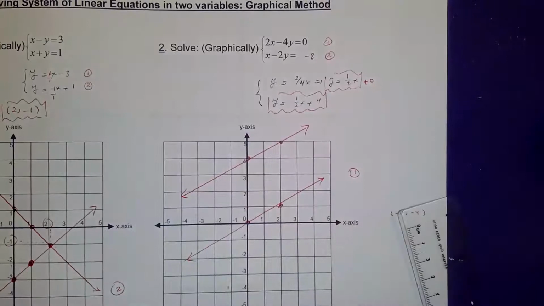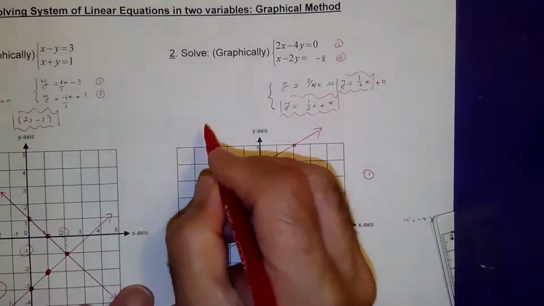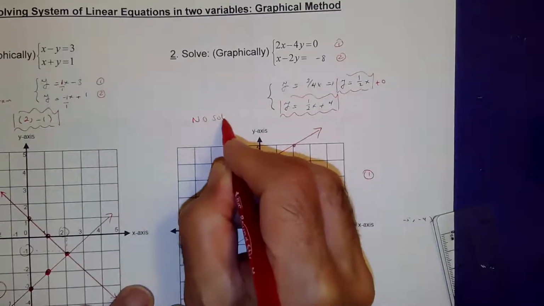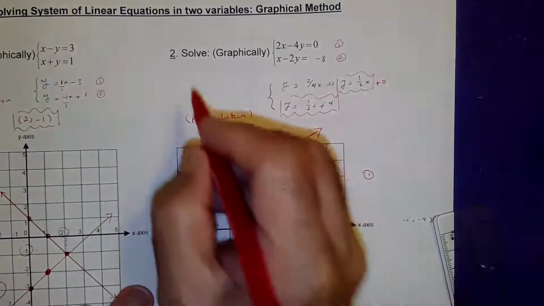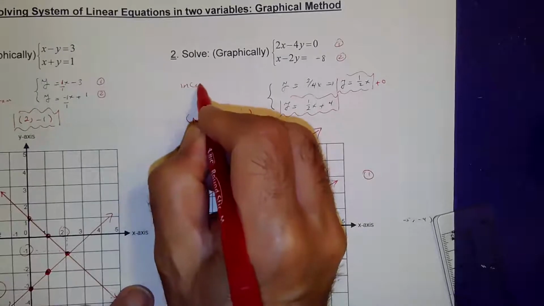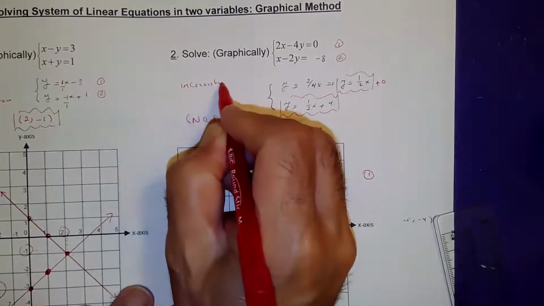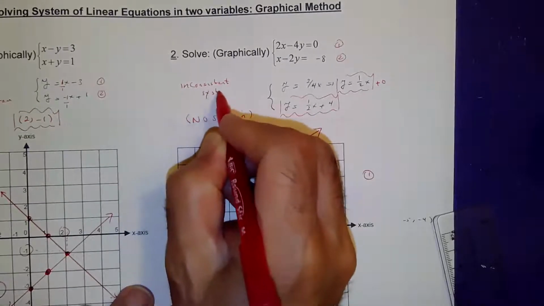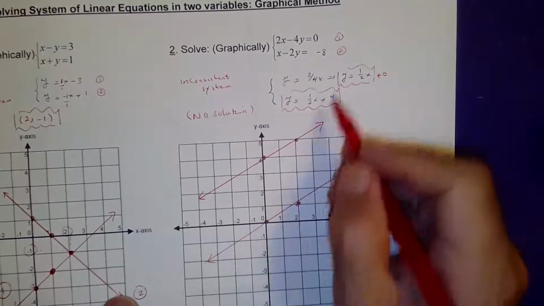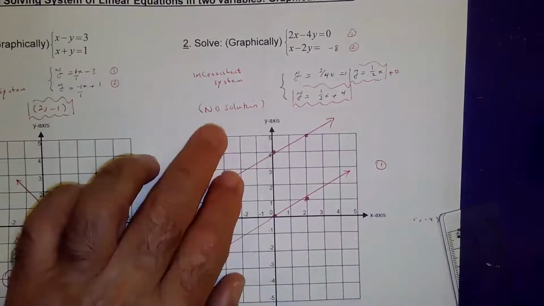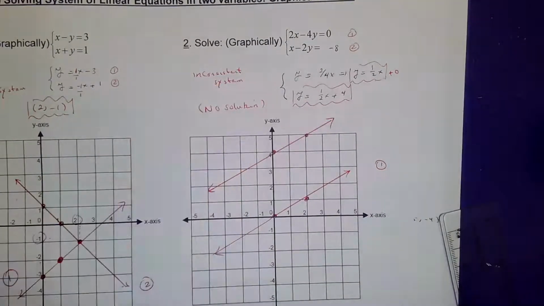Notice the lines did not cross. If the lines don't cross, so we have no solution. Why? Because the lines did not cross. So what is the system called? Inconsistent. Inconsistent system, correct? So if the lines don't cross, that means they are parallel because they have same slopes. So there is no solution and the system is inconsistent.